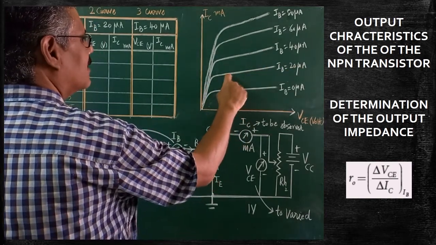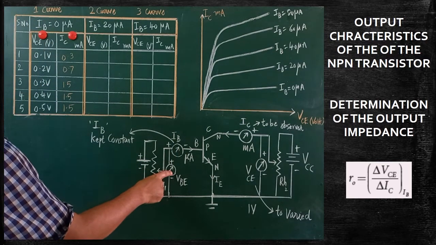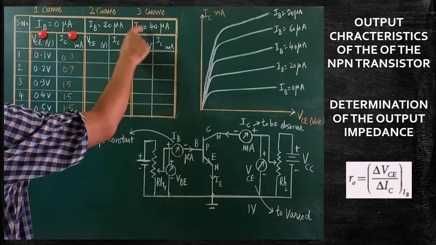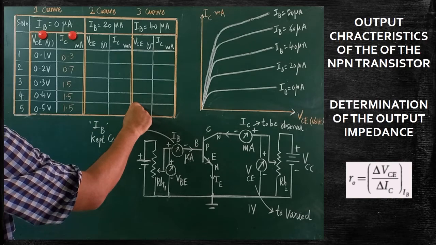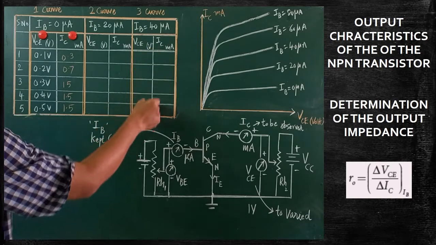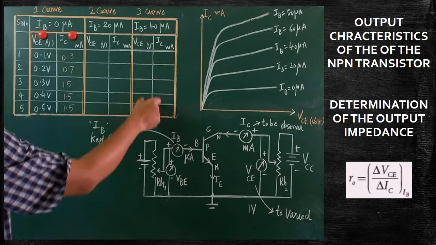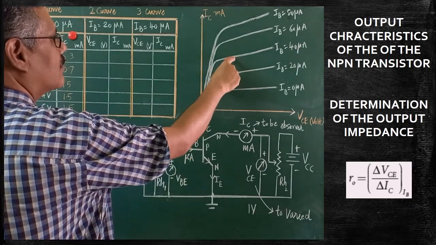This is a graph drawn for IB equal to 20 microampere. Are you clear? Again, the base current is to be varied, from 20 microampere to 40 microampere. We have to vary the value of VCE, and the corresponding IC is to be noted down. Again you will get a set of readings to be used for drawing the graph, this one for IB equal to 40 microampere.